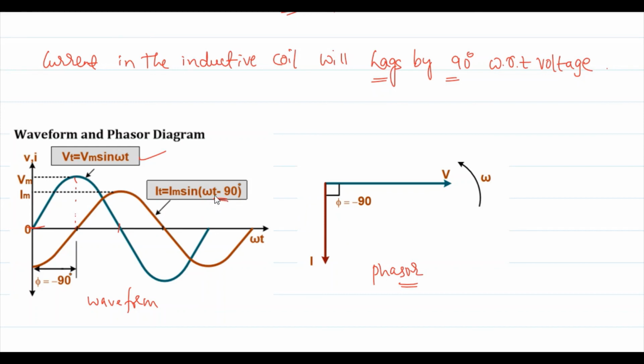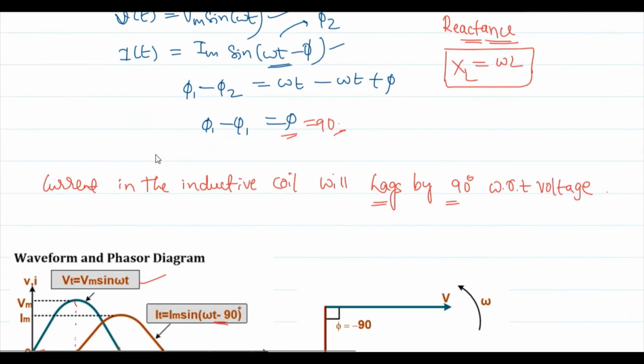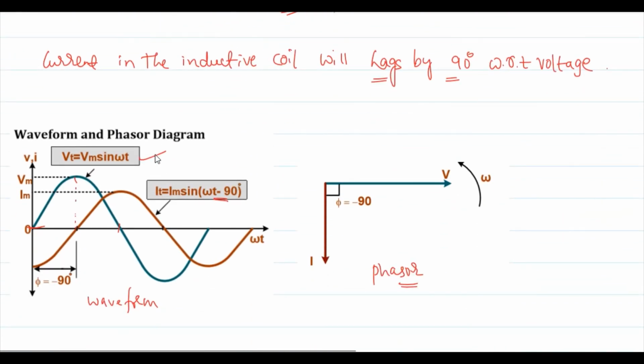Sine of omega t minus 90 degrees is represented as negative of cos. Cos is maximum at 0, but in the negative direction, so it has a maximum negative value at time t equal to 0. As voltage is at 0, current is at the negative of its maximum. Hence there is a 90 degree phase difference where current is lagging and voltage is leading.